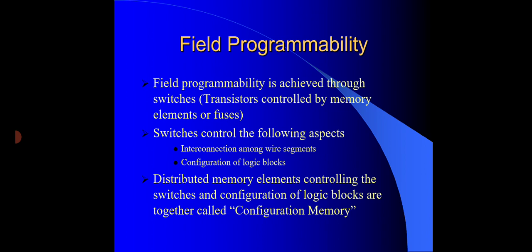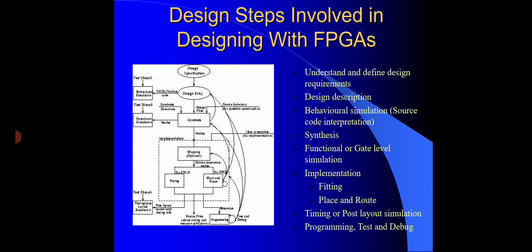Field programmability is achieved through switches, because the transistors are controlled by the memory elements of the switches. Since the interconnection is made along the wire segments and the CLB blocks, these switches will control the major things of the CLB and the wires. The distributed memory elements that control the switches on the CLB blocks together, we call configuration memory.